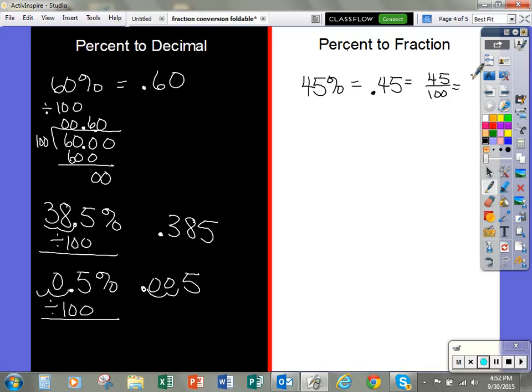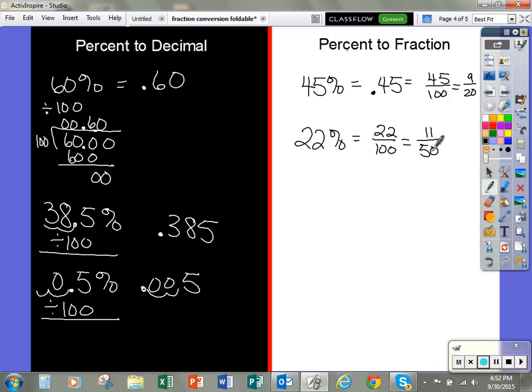You could also see that 45% we said was out of 100. So 45% would be 45 over 100, which reduces to 9/20. So if we had 22%, we know that means 22 out of 100, which equals 11/50ths.